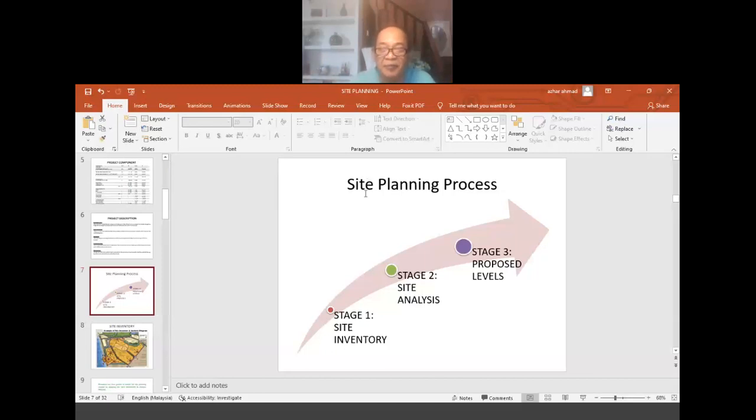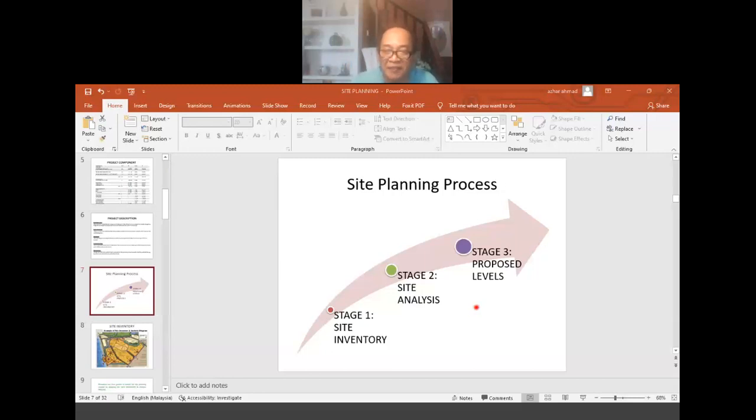So the site planning process, okay, now we are coming back to the site planning process, involves basically these two basic processes, where for this lecture this morning, I will be concentrating on these two only. For you to come up with the proposed levels. At stage 4 is when you do the actual evaluation of the volume of cut and fill. That will come later.